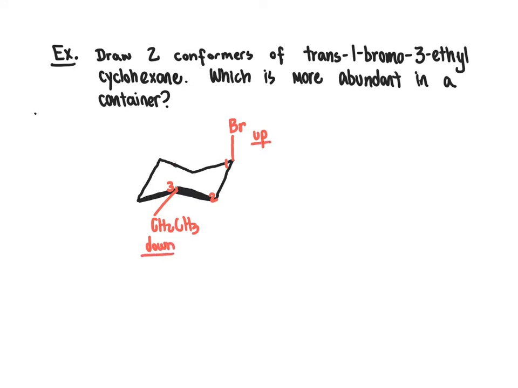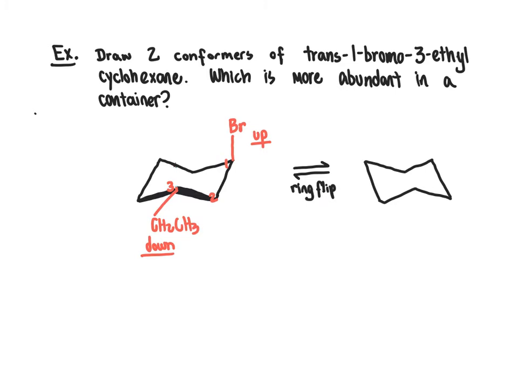Now let's draw the ring-flipped version of this molecule. So we'll go ahead and draw our equilibrium arrow, because at equilibrium in a container of this substance, both of these chair conformations would certainly exist. Our job here is going to be to determine which of these two is more abundant based on the relative energies of them. So in order to assign that, what I'm doing is going ahead and drawing the ring-flipped version of this molecule, and then we're going to compare the two structures.